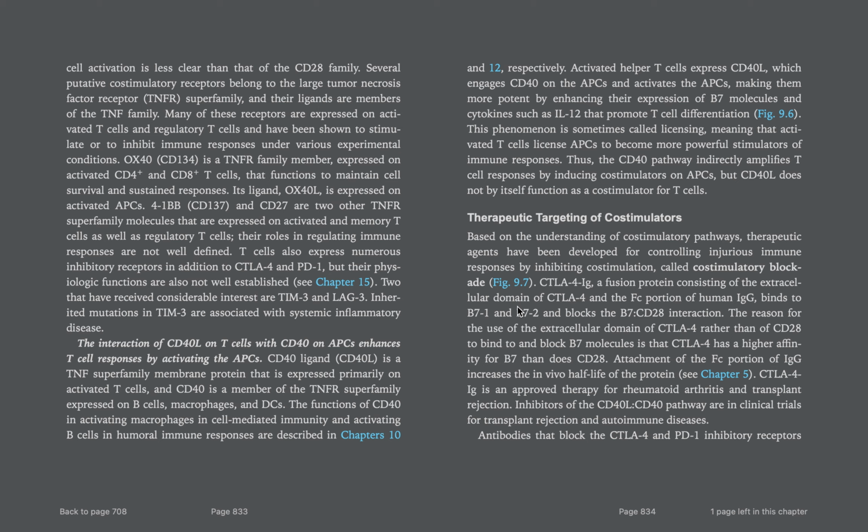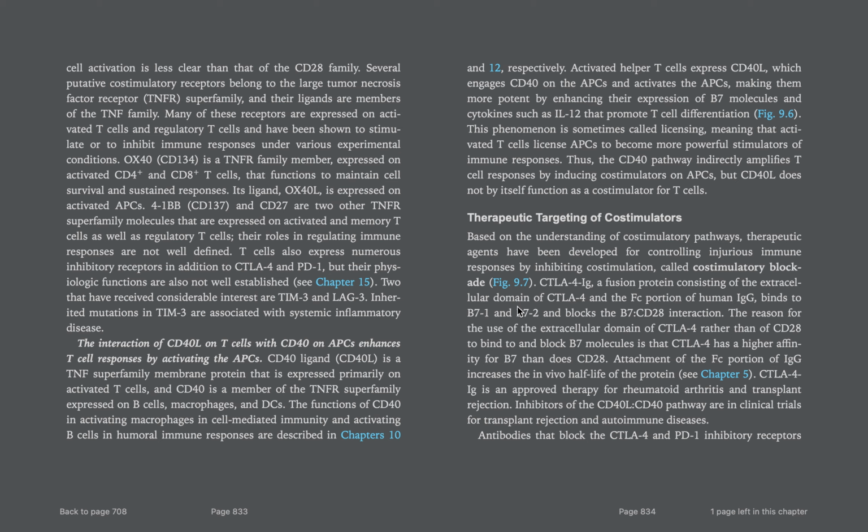CD40 ligand is a tumor necrosis factor superfamily membrane protein that is expressed primarily on activated T cells, and CD40 is a member of the tumor necrosis factor receptor superfamily expressed on B cells, macrophages, and dendritic cells. The function of CD40 in activating macrophages in cell-mediated immunity, and activating B cells in humoral immune response, are described in Chapter 10 and Chapter 11, respectively.